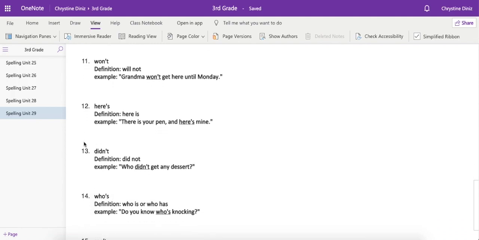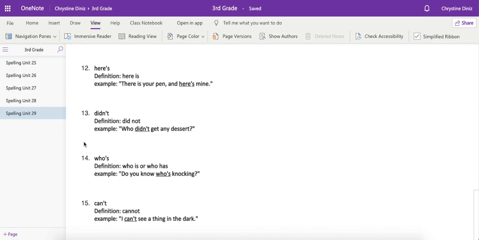Number 11, won't. W-O-N apostrophe T. The definition of won't is will not. The example sentence says, Grandma won't get here until Monday. Number 12, here's. H-E-R-E apostrophe S. Here's. The definition of here's is here is. The example sentence says, there is your pen and here's mine.